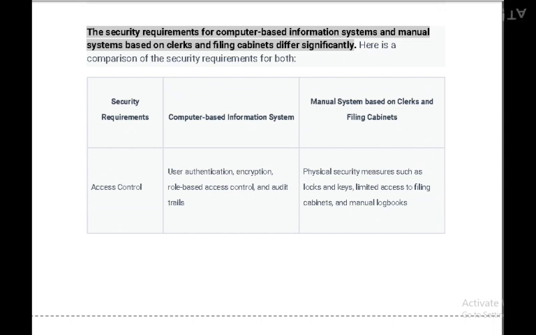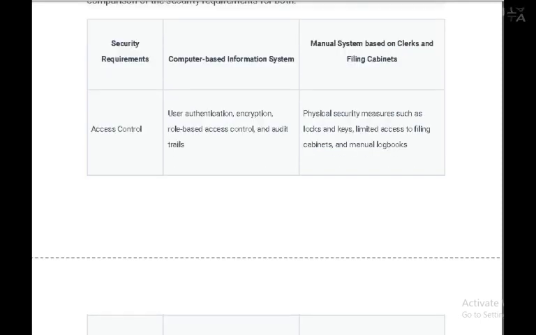So here are the security requirements for the computer-based information system and the manual-based information system. First, we can differentiate both systems on the basis of access control. A computer-based system provides access control mechanisms like authentication, encryption, and role-based control. And the manual system provides access controls like physical security measures such as locks and keys. We can use locks and keys to protect the system from unauthorized access or limit access to filing cabinets and manual books.